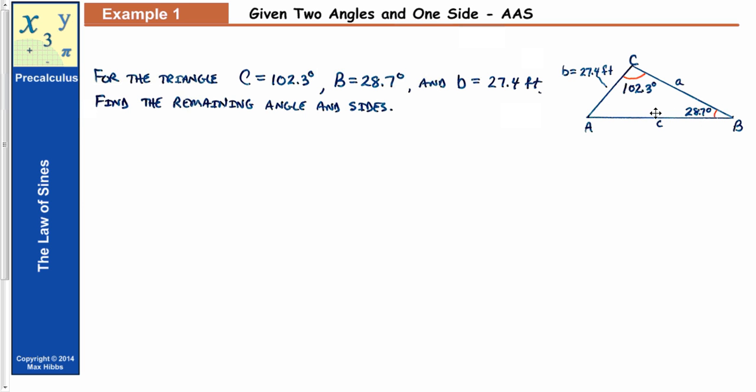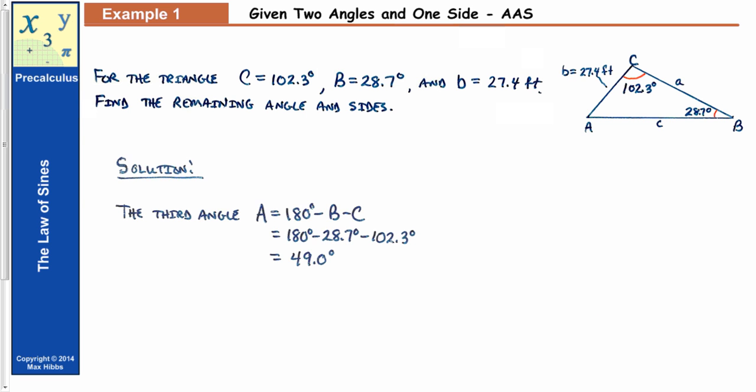And then side B. Now notice in this scenario, I know an angle and a side that's opposite that angle, and I know one more angle. And again, that's an important observation. So since we know two angles, what are we supposed to do? Well, we're supposed to find the remaining angle and sides. So we have another angle we need to find, that's angle A. We need to find side A, and we need to find side C.